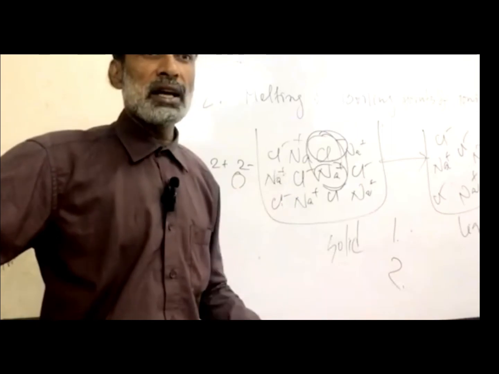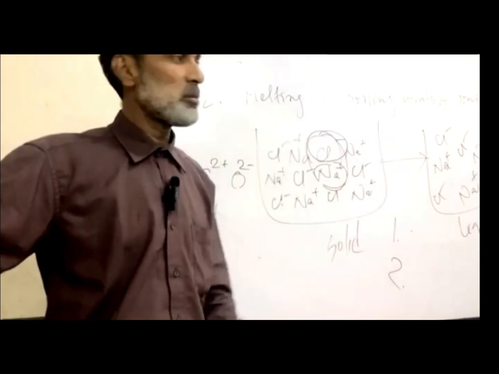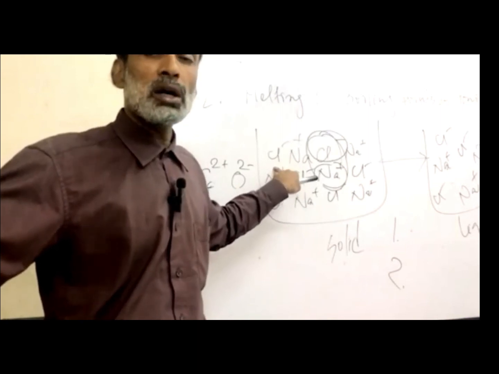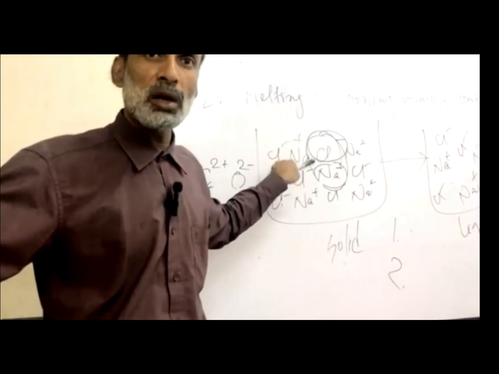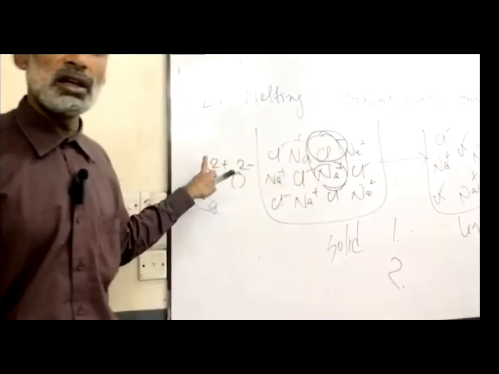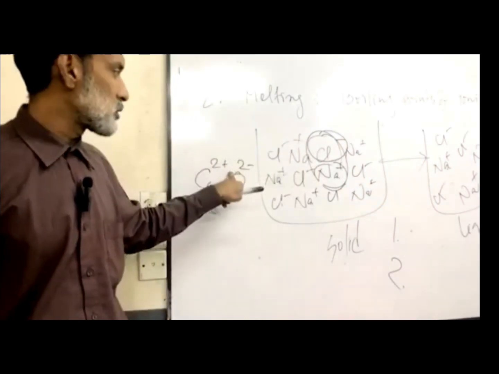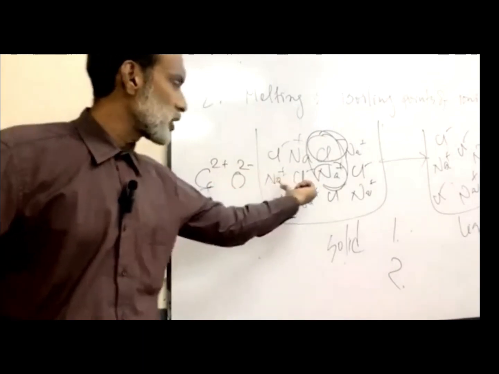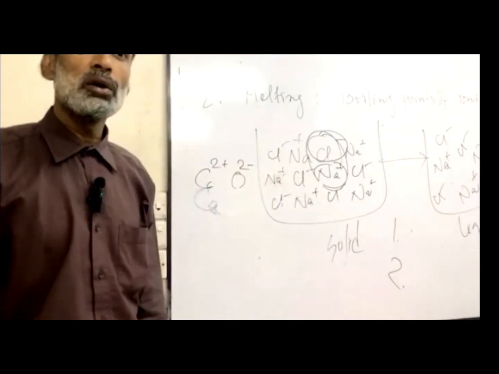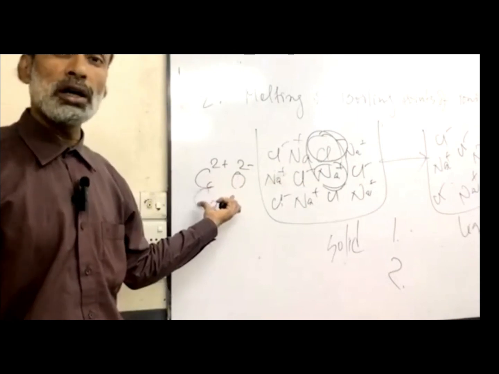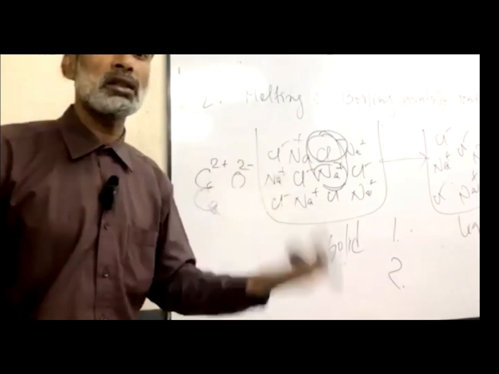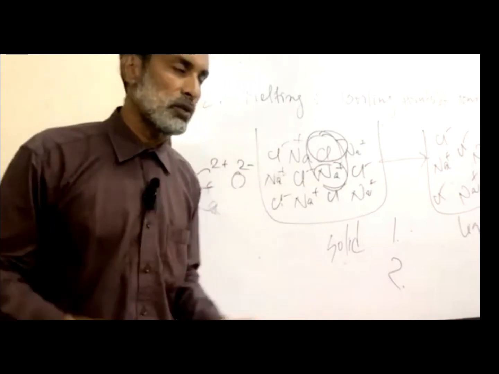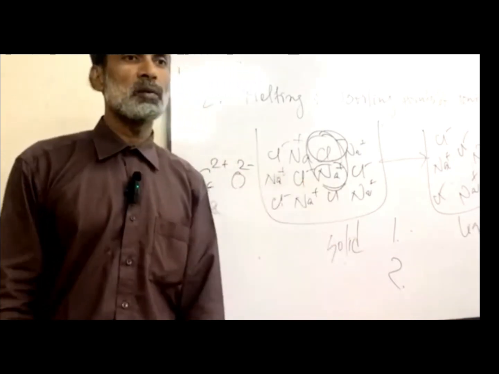Why is there attraction? Because of charge. What are the charges here? Plus 1, minus 1. What are the charges here? Plus 2, minus 2. So which has stronger electrostatic attraction, between these two or between these two? Here should be stronger attraction, and you are going to weaken the attraction. So which of them needs a greater amount of energy to weaken the attraction? This compound or this compound?